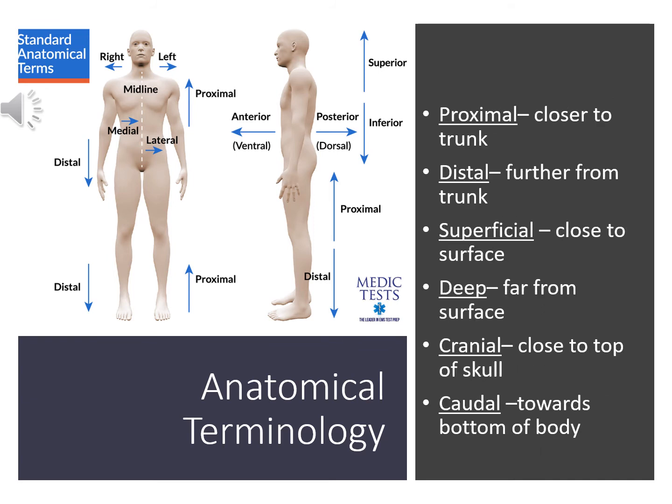Okay, now to round it out, we've got our final terms here for the anatomical terminology, and that would be proximal, which would be closer to the trunk of the body. Distal would be the opposite, further from the trunk. We have superficial, which means close to the surface, and the opposite of that would be deep, far from the surface. And then finally, cranial, close to the top of the skull, right, the cranium. And caudal, which would be towards the bottom of the body.